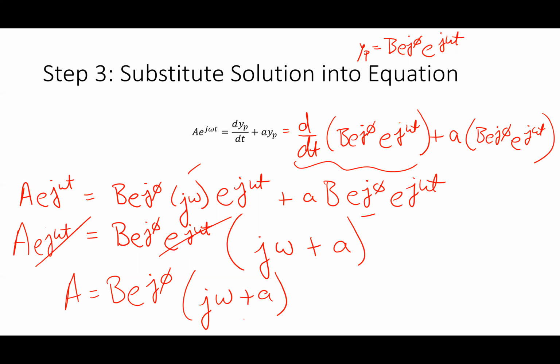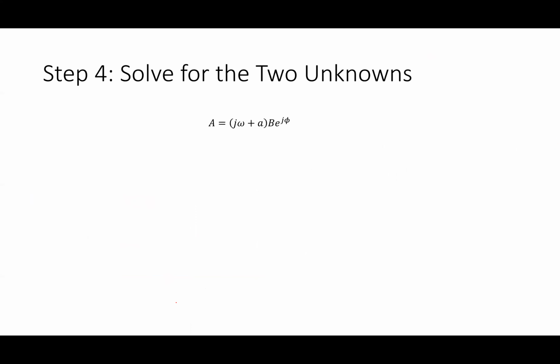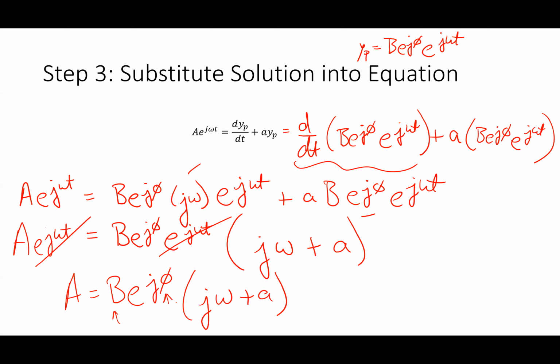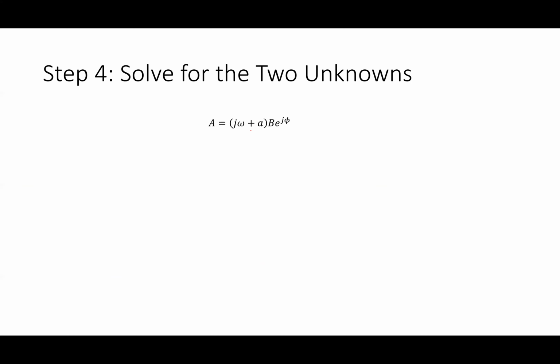And that makes sense, because the only things we're really solving for are this magnitude b and this phi here. Okay, so I've gotten to this relationship here. If I write it down over here, a equals b e to the j phi times j omega plus a. I've gotten to this result right here.